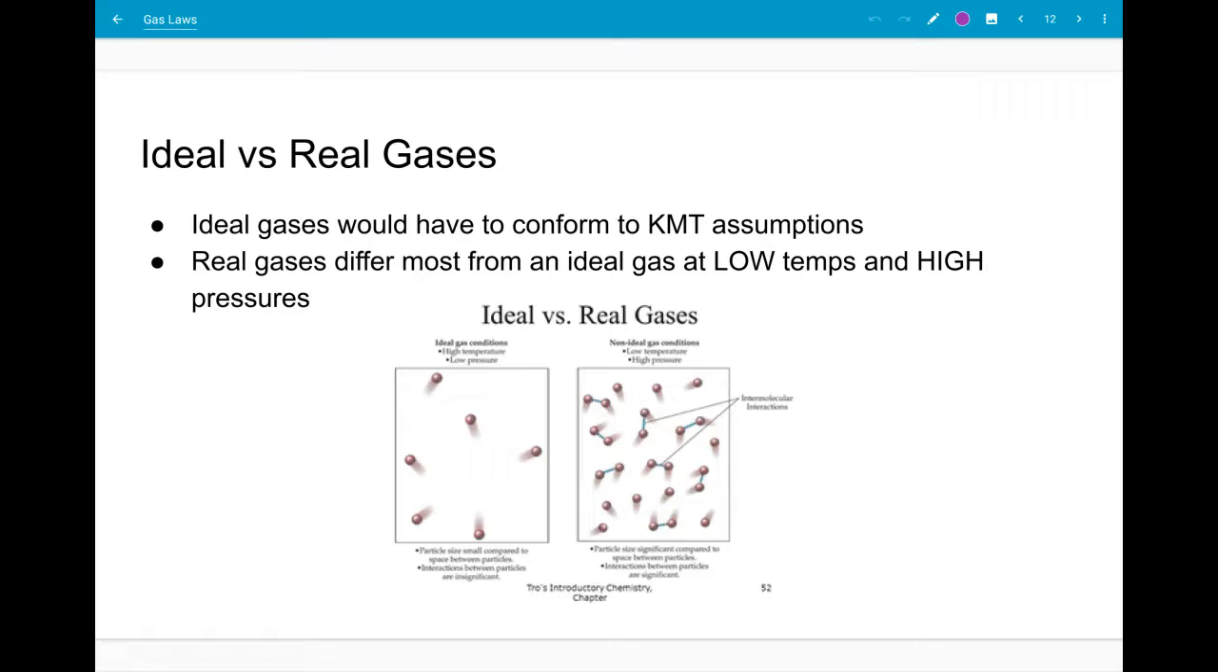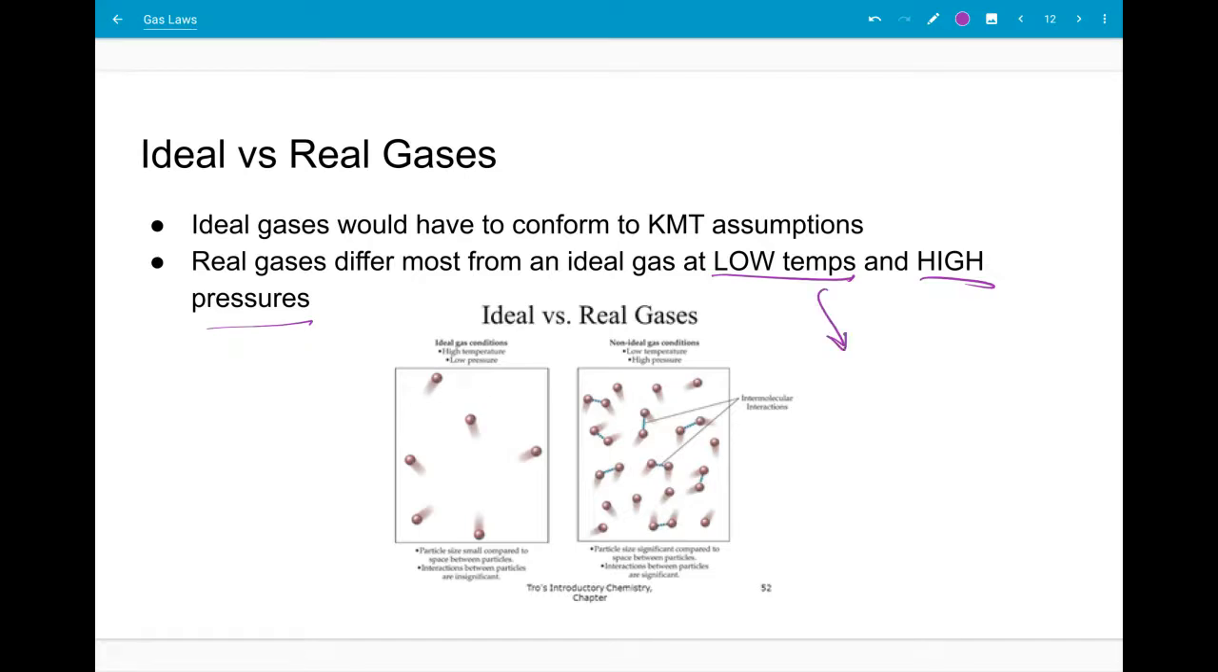So there are differences between ideal and real gases. Ideal gases would have to conform to kinetic molecular theory assumptions, and real gases differ most from an ideal gas law or ideal gas at low temperatures and high pressures. So I would make sure I'd have that on my help sheet. That's usually kind of a multiple choice style question on an exam.